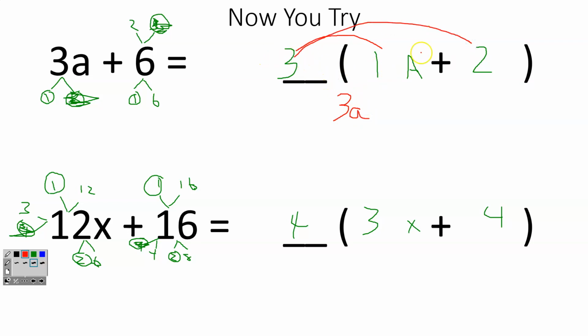Rainbow! 3 times 2 would give me 6. So I have 3a plus 6, which is exactly what I started with. So I factored that one correctly. If I do this one, 4 times 3x would give me 12x. Rainbows! 4 times 4 would give me 16, which is exactly what I started with, 12x plus 16.